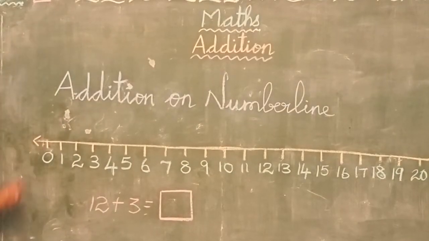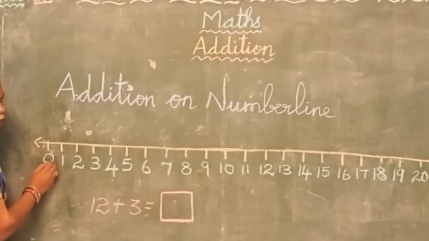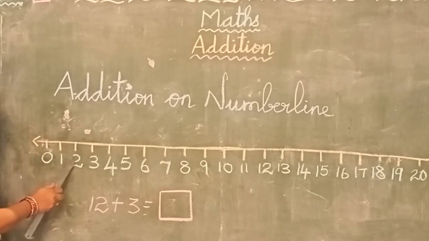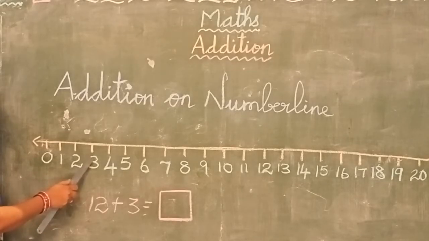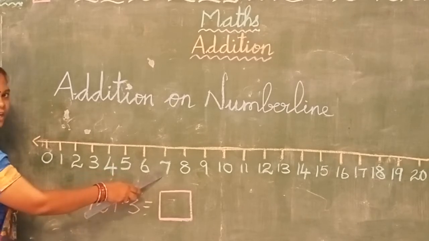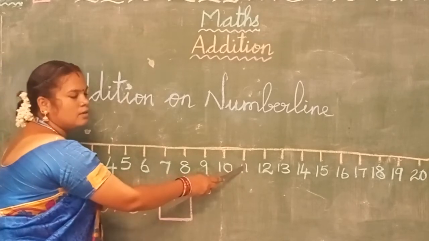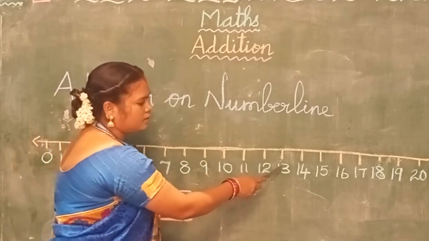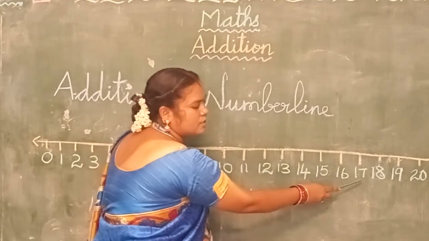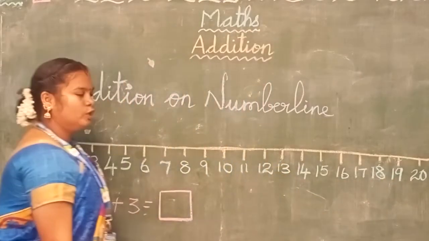Children, first you draw the line. All of you draw the line. You put 0 to 20. 0, 1, 2, 3, 4, 5, 6, 7, 8, 9, 10, 11, 12, 13, 14, 15, 16, 17, 18, 19, 20. Very good children.